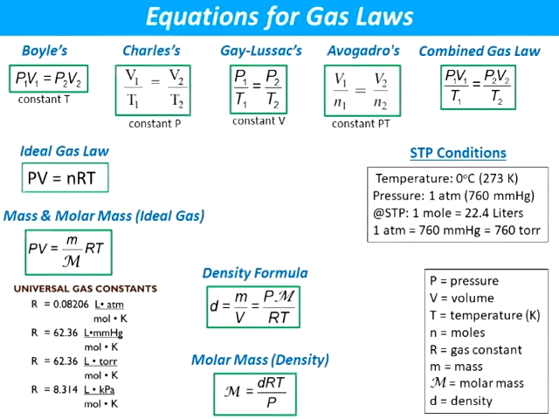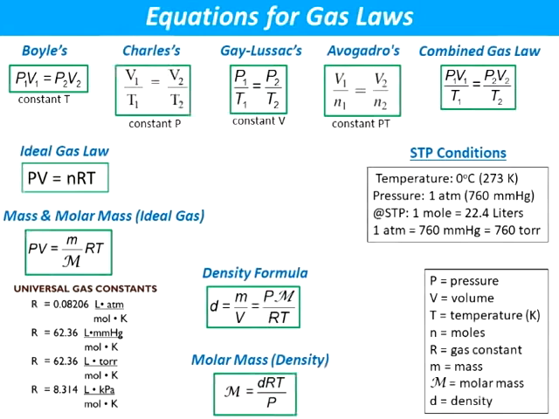We show you here some equations for the gas laws. We have Boyle's, Charles's, Gay-Lussac's, Avogadro's, and the combined gas law. These five gas laws are comparative. In other words, you'll always have a starting condition and a final condition, one set of conditions versus a second set of conditions. So Boyle's, Charles's, Gay-Lussac's, Avogadro's, and the combined gas law will always be comparative. That's one way to know you're using one of these laws.